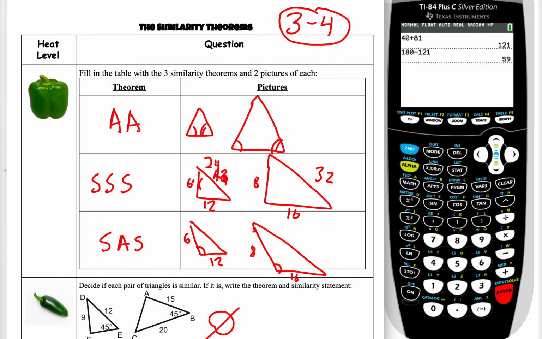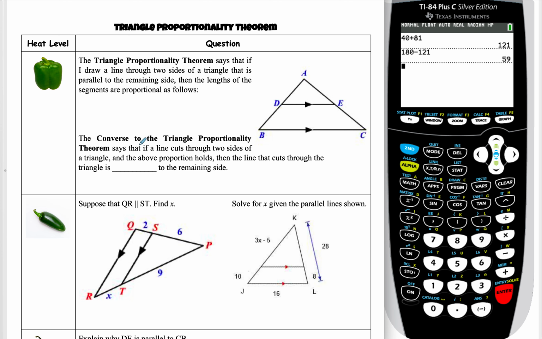Okay, so I'm going to go ahead and move on to the triangle proportionality theorem. So the triangle proportionality theorem says that if I draw a line through two sides of the triangle that is parallel to the remaining side, then the lengths of the segments are proportional as follows. Segment AD is to BD as segment AE is to segment CE. Okay, in other words, this segment is to this segment as this segment is to that segment.